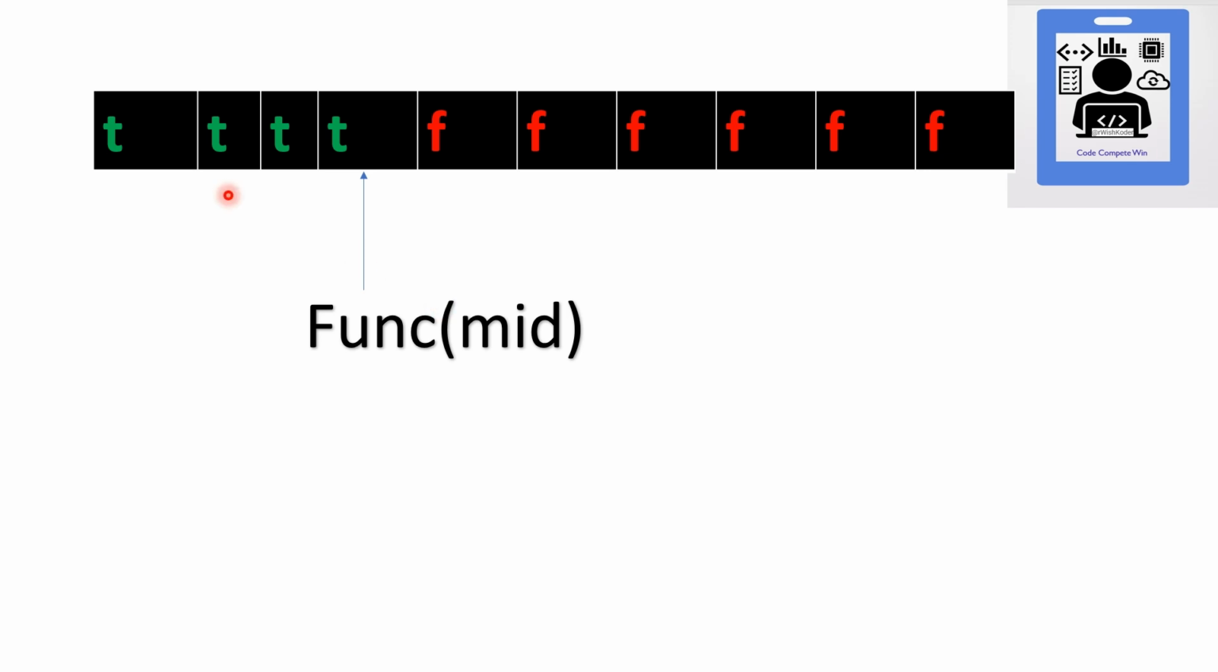In the next part of this video, I'm going to talk about how we can find this function which can be used to divide the array or the searching interval into two different parts: first true and then false.